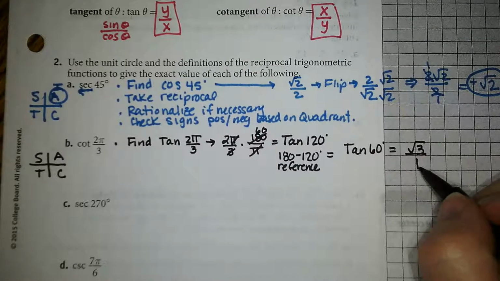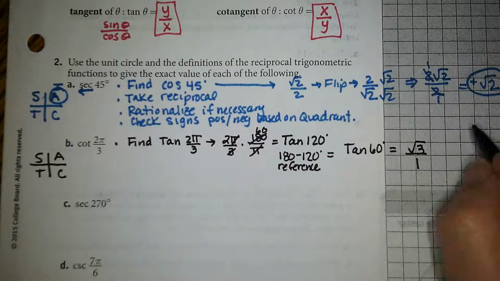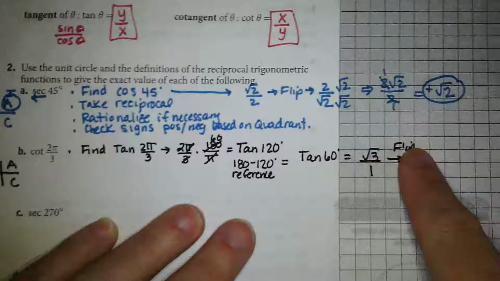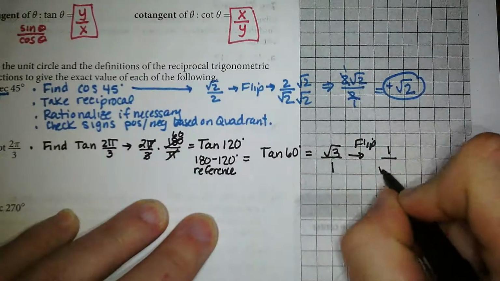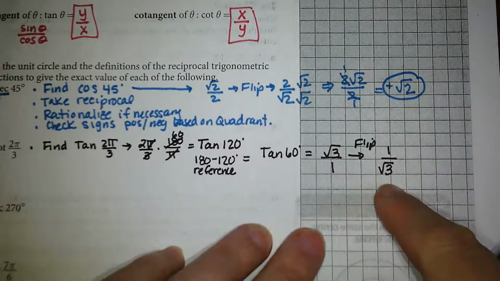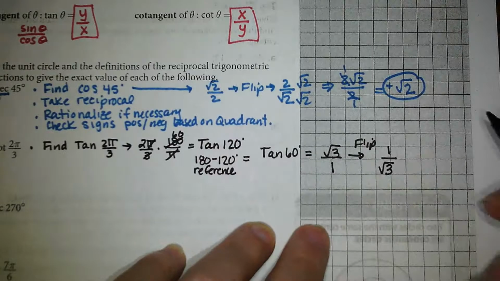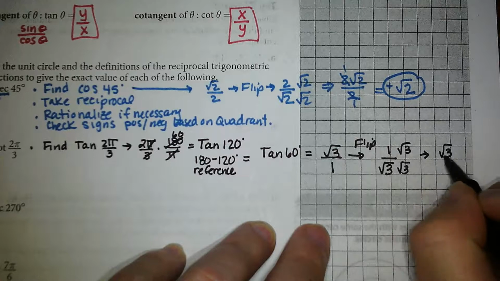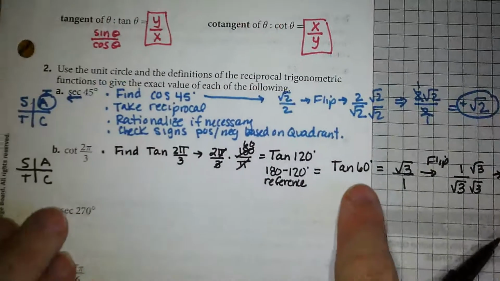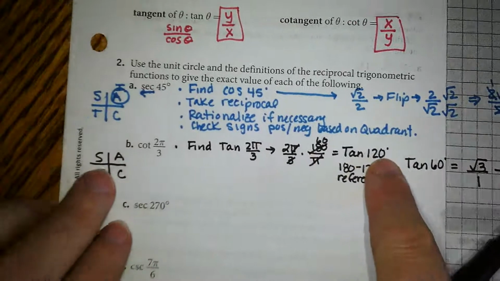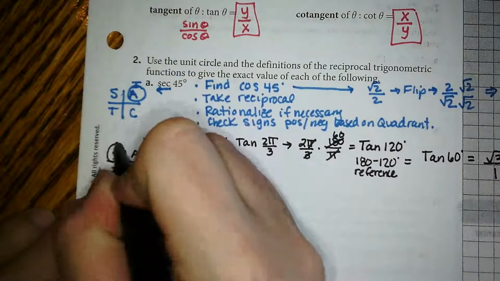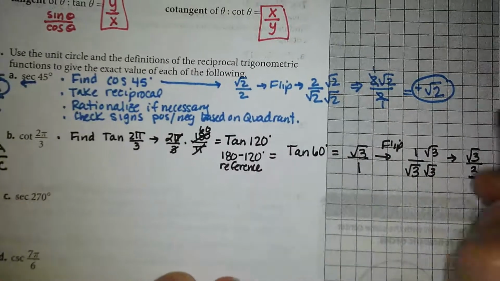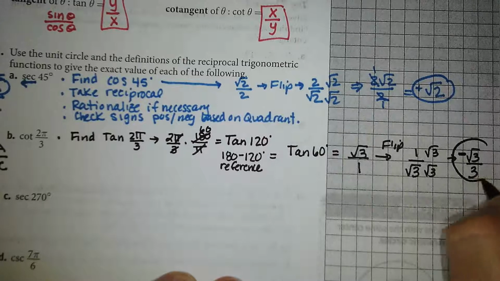Once I get this, I need to do the reciprocal of it. Remember to flip it because I'm actually looking for cotangent. So when I flip this, and then I would need to rationalize. And that gives me radical 3 over 3. And then looking at the quadrant 2 angle that's here, sine is positive, which means that tangent has to be negative. Cotangent is negative, so I have to have a negative sign with that.